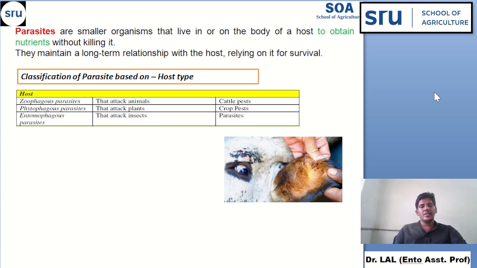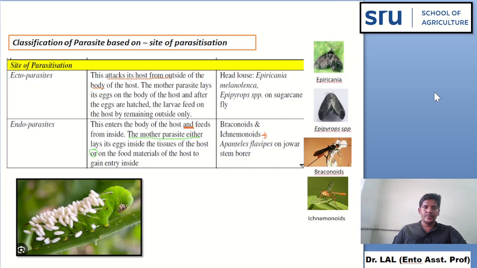First classification is based on their host type. Zoophagous parasites: this parasite attacks animals. Phytophagous parasites: this parasite attacks plants. Entomophagous parasites: this parasite attacks insects.